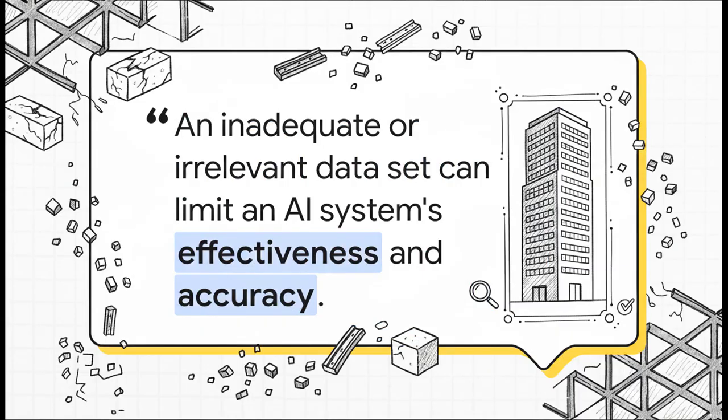So once we know what we're building, we need the materials to build it with. And for AI, that material is data. And this quote here really says it all. If the steel you're using to build your skyscraper is weak, the whole building's going to fail. It's the exact same idea here. That's why Phase 2, data collection, is all about getting high-quality, relevant data to fuel this thing.